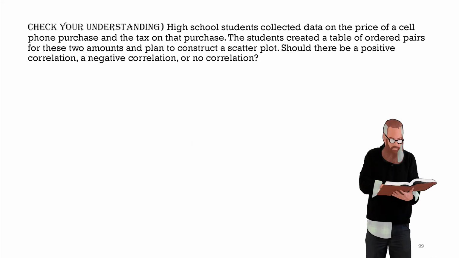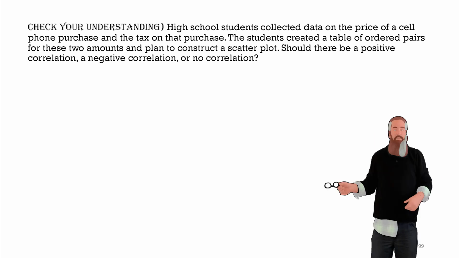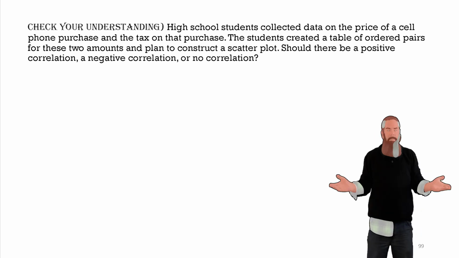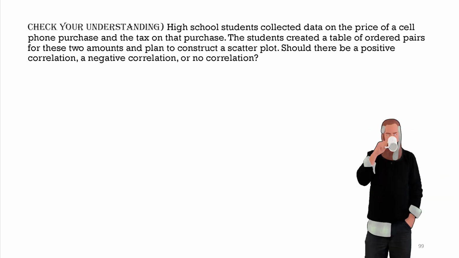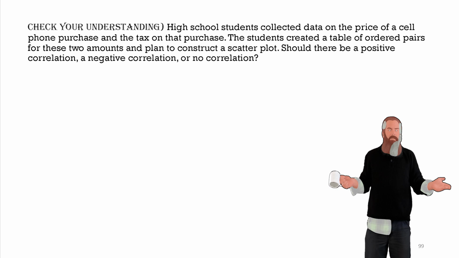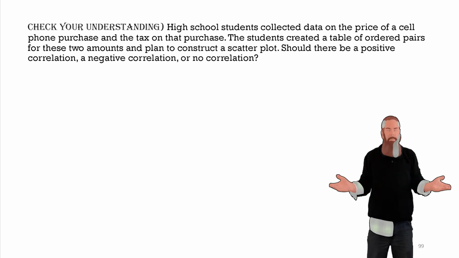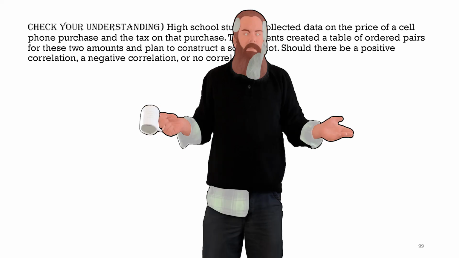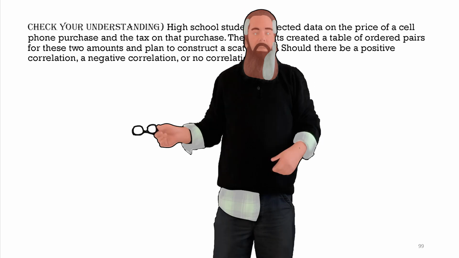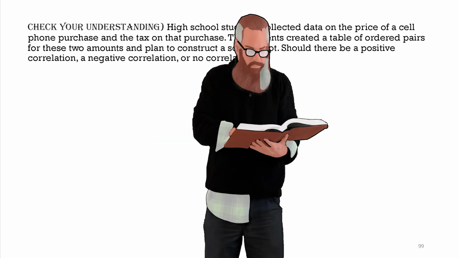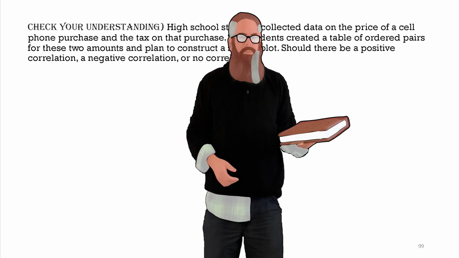Let's check your understanding of this. A high school student collected data on the price of cell phone purchases and the tax for that purchase. The student created a table of ordered pairs for these two amounts and plans to construct a scatter plot. Should there be a positive correlation, a negative correlation, or no correlation? Now, there should be a positive correlation since the tax on a given item is a function of the price of that item. As the cell phone prices increase, the tax for the cell phone will also increase.